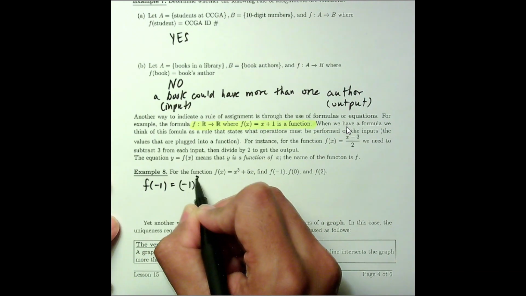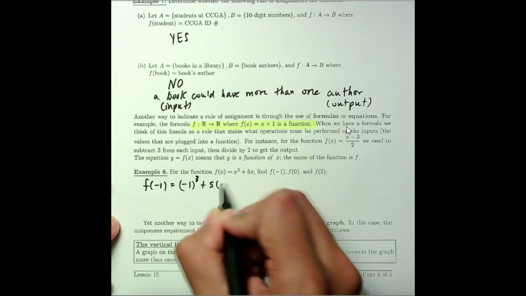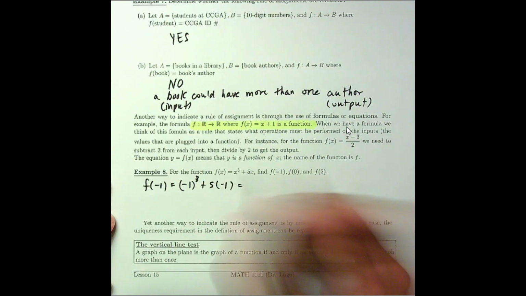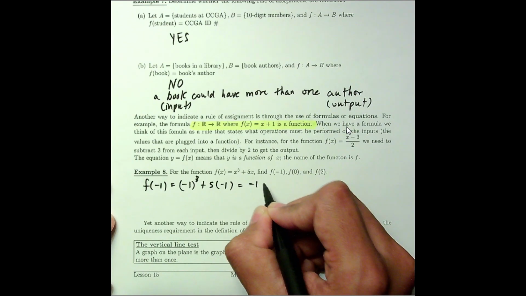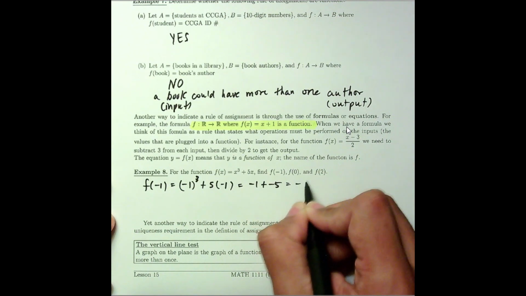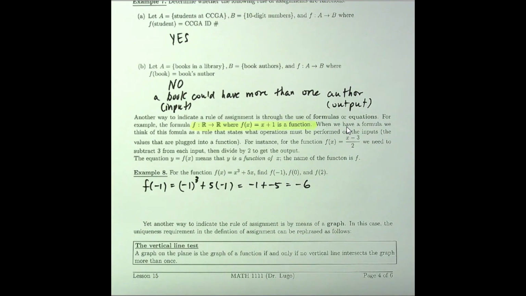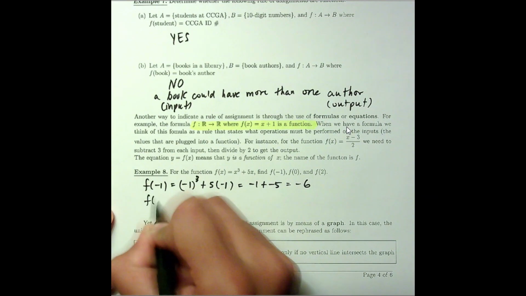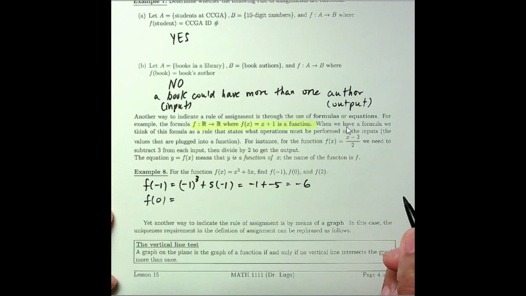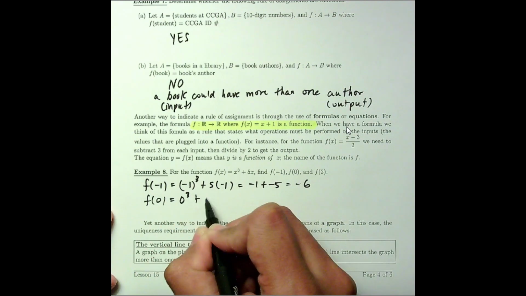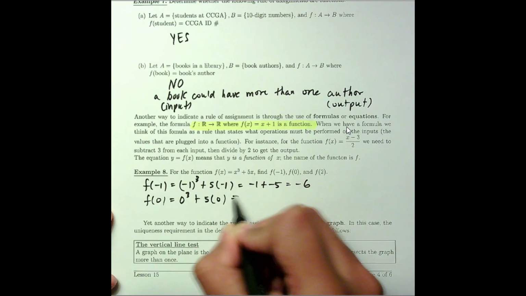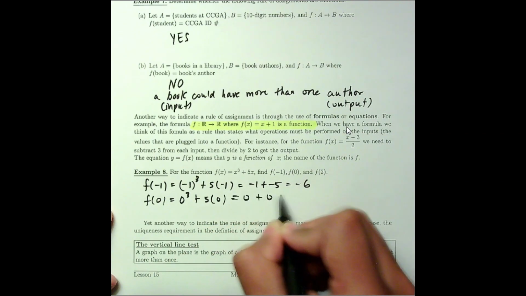So -1 cubed plus 5 times -1. -1 cubed is -1. 5 times -1 is -5. So the answer is -6. The output when the input is -1 is -6. To find the output when the input is 0, just plug in 0 in the formula. So this is 0 cubed plus 5 times 0, which is 0 plus 0, which is 0.